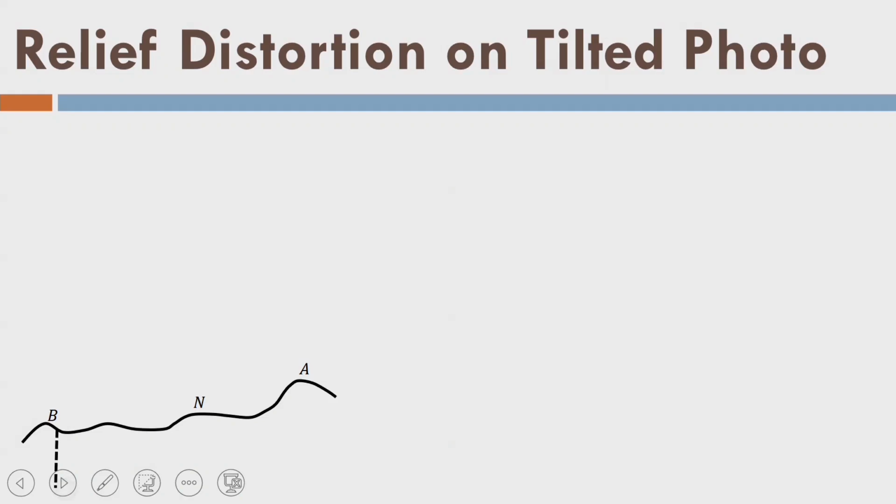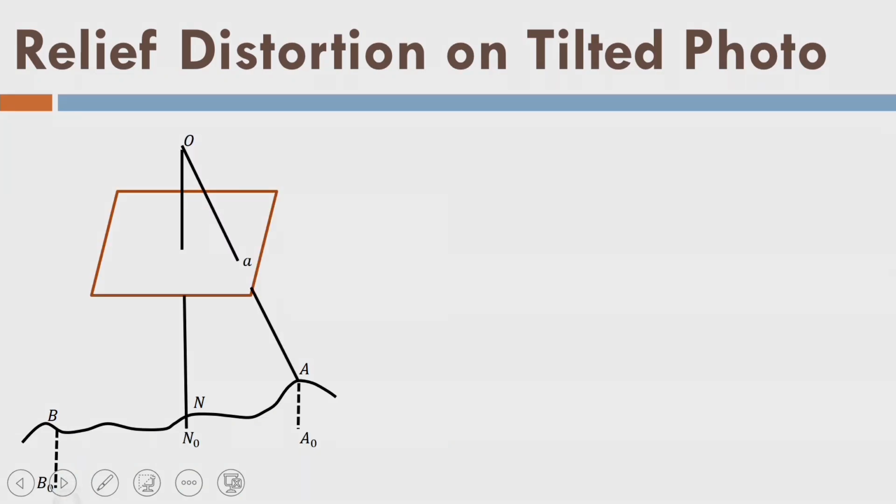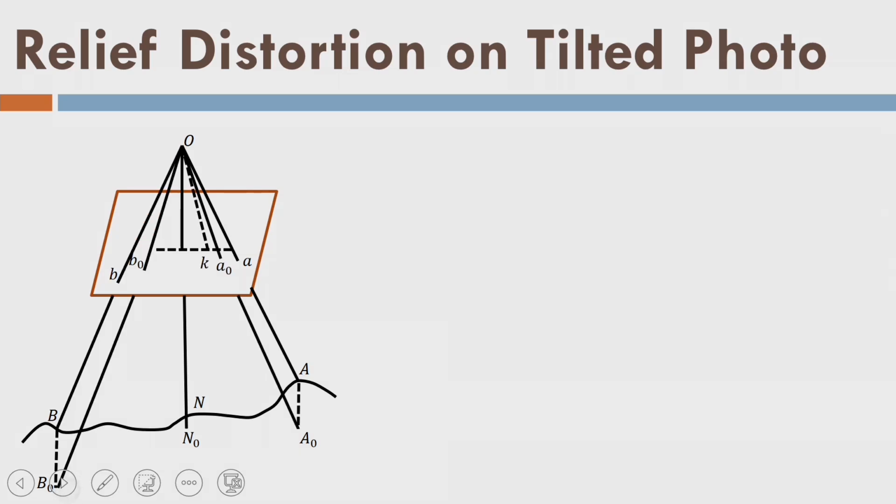Let us look into the relief distortion on the tilted photograph. Point A here, this nadir point here, A0 I can say. So, let us see A0. I am drawing some animations, you can see very carefully, they are very easy to understand. Now, this is the situation here. That is R0 distance from isocenter to the B0. That means, this is the B0 here and this is the B point and this is the height HB here.